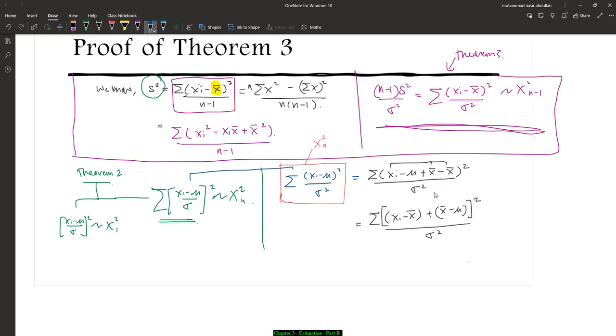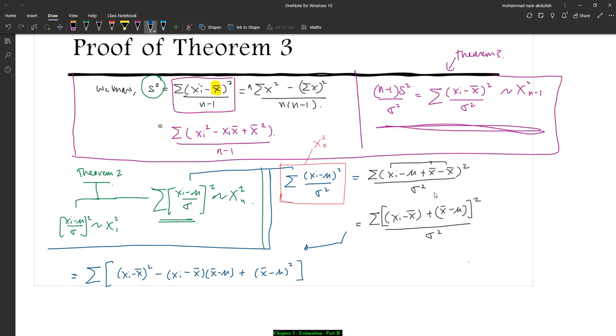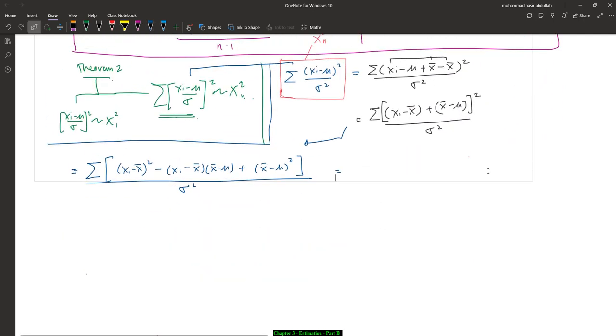So now I'll work on this one, moving down below. I try to expand this factor. It should be equal to the summation of (xi minus x bar) squared, plus 2 times (xi minus x bar) multiplied by (x bar minus mu), plus (x bar minus mu) squared, all divided by sigma squared. It looks very messy all at once, so let's separate it. The first part is the summation of (xi minus x bar) squared divided by sigma squared.